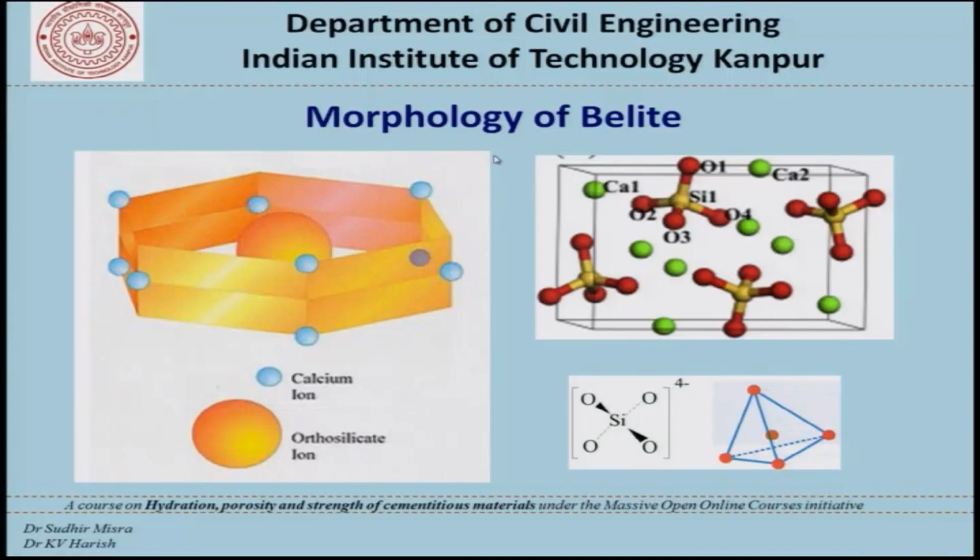So some morphological details of belite is given. At the left side the structural arrangement is given, in the right side you have the unit cell arrangement, and what you can see is that one silicon atom is attached to 4 oxygen atoms and you also have calcium surrounding each of the orthosilicate arrangements.